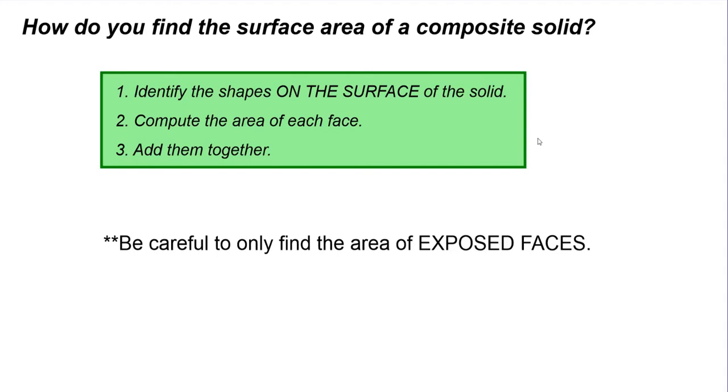Then we can compute the area of each face, using the formulas we've learned, and then add them all together. But be careful to only find the area of the exposed faces. Now we're only talking about the area on the surface. That's why it's called surface area. So we're only talking about the parts of our composite figures that are on the actual surface of the figure.